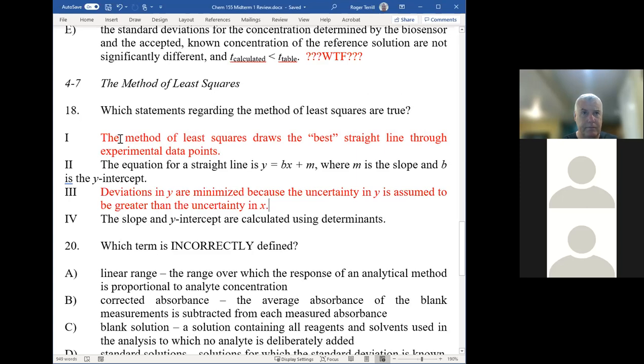So I would say 1 and 3 here. I mean, yeah, maybe 4, but 1 and 3. These are the correct answers. I would not give you this determinants thing because I didn't test you on that.